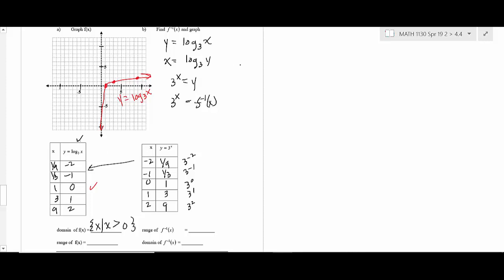It never levels off to like a horizontal asymptote. It just gets bigger forever. So the range of the log function would be the set of y with y being a real number.